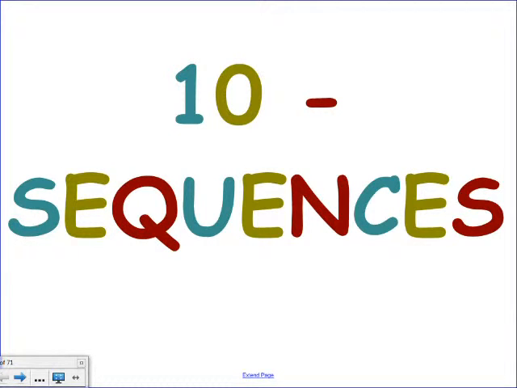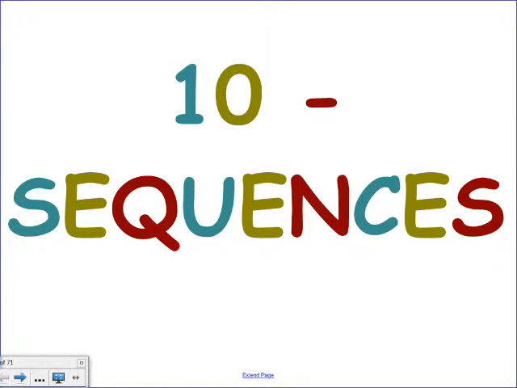So welcome everybody to week 10. Week 10 is all about sequences. What's a sequence? What's another word for a sequence? Brilliant, a pattern. So we're going to talk about patterns today, but in a mathematical way. So the posh mathematical word for patterns is sequences.